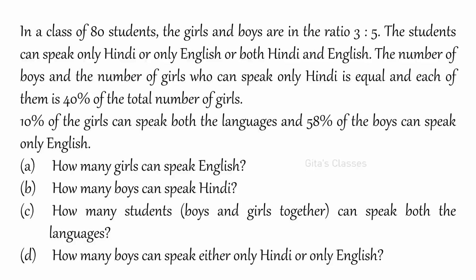In a class of 80 students, the girls and boys are in the ratio 3:5. The students can speak only Hindi. Now, there is a class of 80 students and they are in the ratio 3:5. What do you mean by that? There are boys and girls, right?